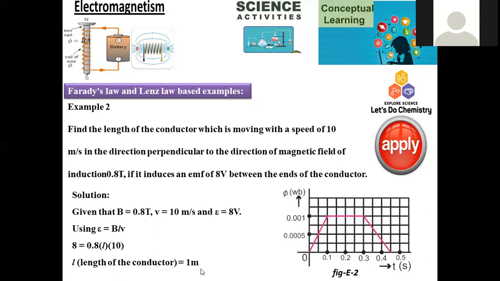So it is a very simple calculation, because we are going to apply the formula, that is epsilon is equal to flux density into length of the conductor into velocity. So epsilon, that is the EMF induced, is given as 8 volts. B value is given as 0.8 Tesla, and the length is to be determined. V is nothing but velocity, that is given as 10 meter per second. So if we substitute, you will get the final answer, that is 1 meter.